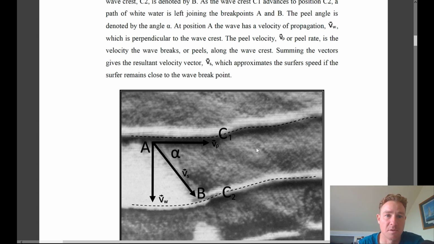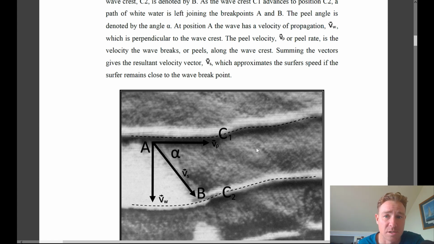So the peel rate is the velocity the wave breaks or peels along the wave's crest, in this case, to the surfer's left, right? So you have wave propagation going straight in, you have peel rate going to the surfer's left, and it's going that way at a certain speed. And so the angle in between that the white water takes, the actual peel line, that is the resultant velocity vector, V subscript S.